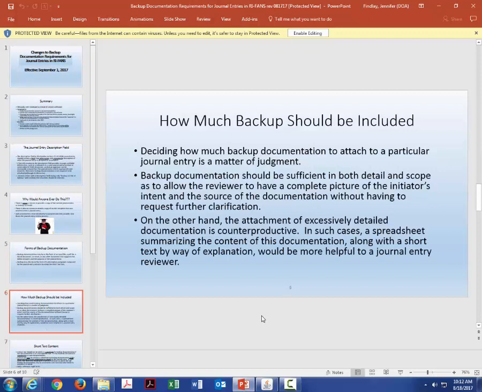Deciding how much backup documentation to attach to a particular journal entry is a matter of judgment. Backup documentation should be sufficient in both detail and scope as to allow the approver to have a complete picture of the initiator's intent and the source of the documentation without having to request further clarification from him or her. On the other hand, the attachment of excessively detailed documentation is counterproductive. In such cases, a spreadsheet summarizing the content of this documentation, along with a short text by way of explanation, would be more helpful to a journal entry reviewer.